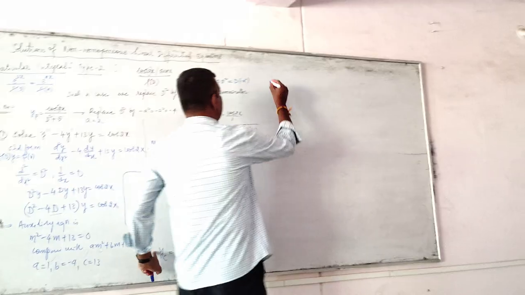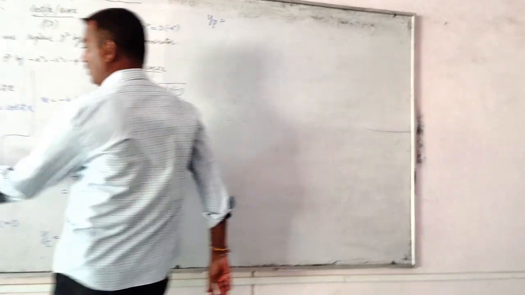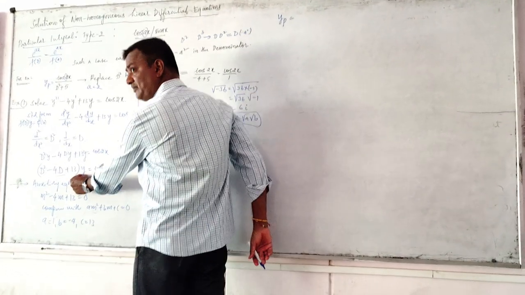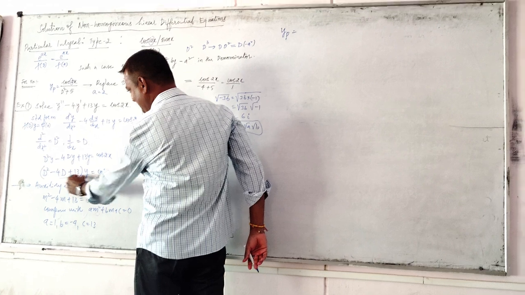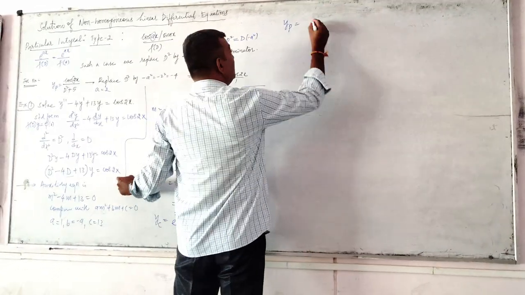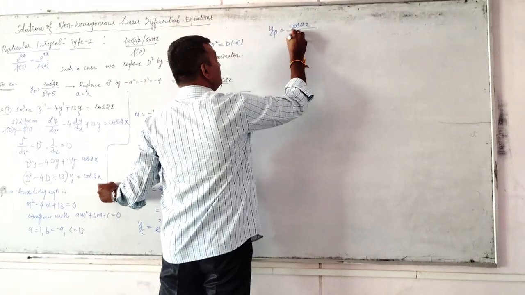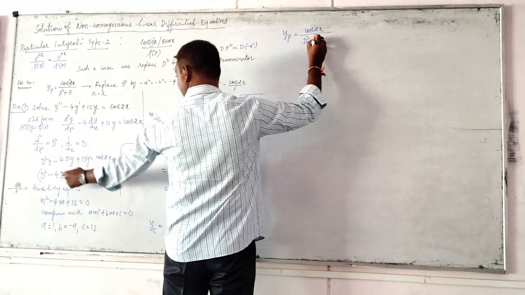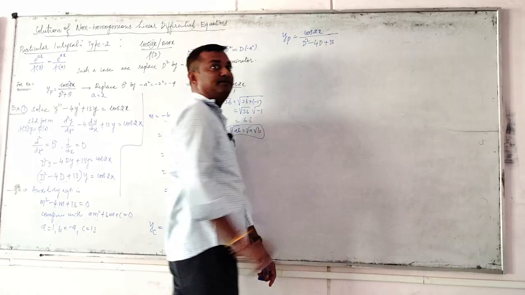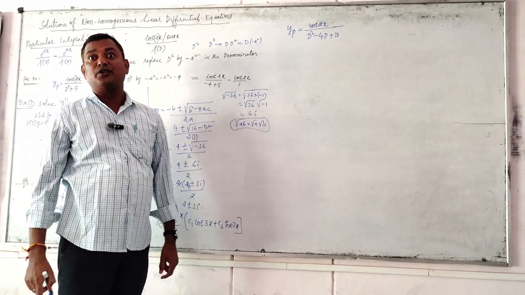What is the particular integral? So let us come here. Yp is equal to, find out yp, look at the standard form. In the standard form, keep y as it is and cross multiply. What you will get? Right side is cos 2x divided by D square minus 4D plus 13.